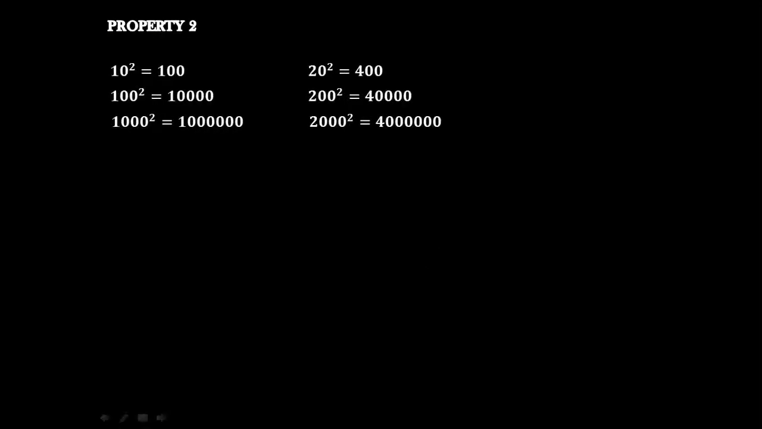Okay, next, property 2. Square of 10 and square of 20 contain 2 zeros. Square of 100 and square of 200 contain 4 zeros: 1, 2, 3, 4. Similarly, square of 1000 and square of 2000 contain 6 zeros.